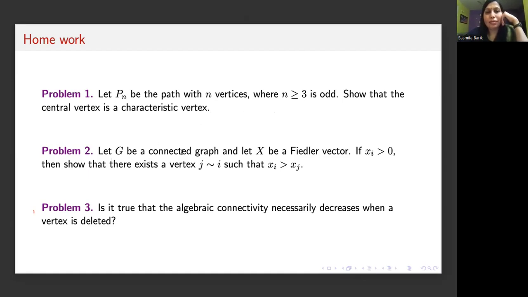Now the second question is: if you are taking a connected graph, let's say x is a Fiedler vector.